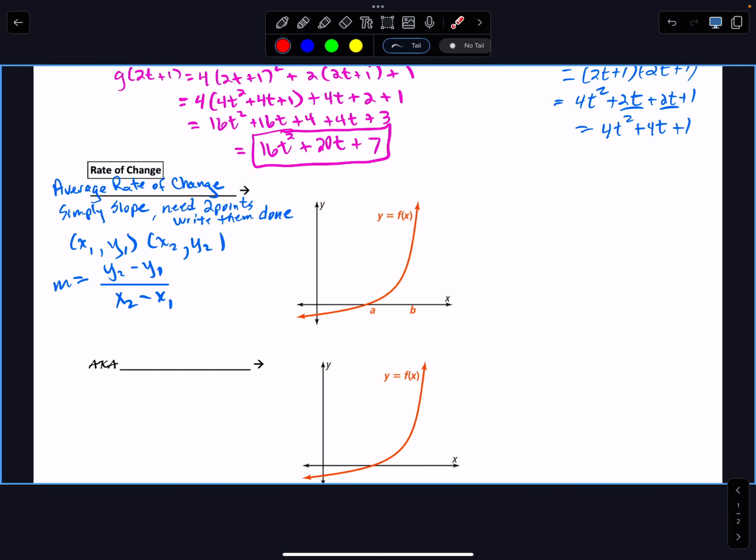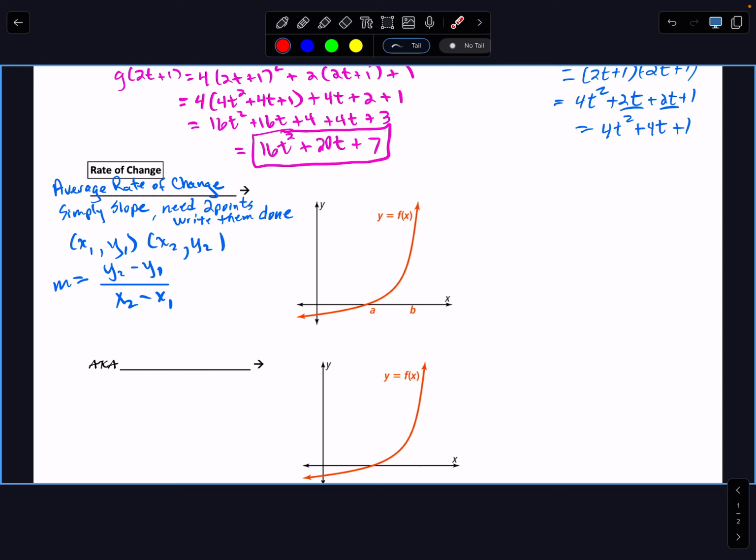And that goes in the top. And once you go from this point to this point, that direction, you have to do the same in the denominator, x sub 2 minus x sub 1. You've got to go in the same order or you're going to get the wrong sign. You can get positive when it should be negative and vice versa.